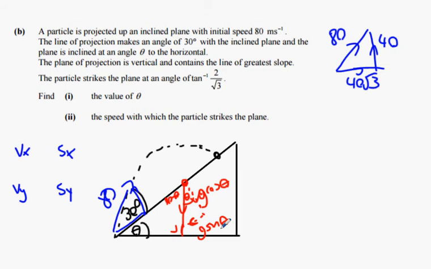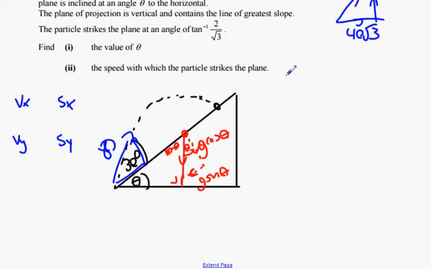Everybody cool with that? Is everybody cool with 40 root 3 and 40? Okay, you've checked it? 80 cos 30, anybody? And then 80 sin 30. Now, we're good? Okay. Eventually, we're good.